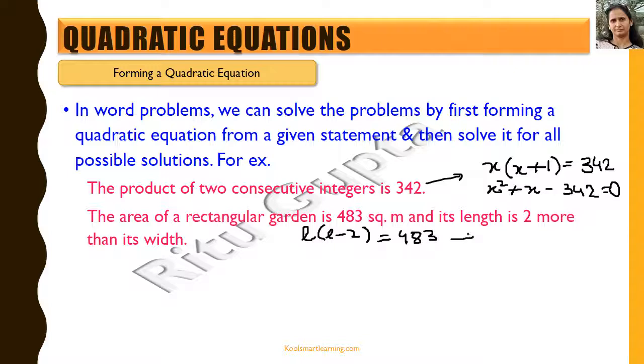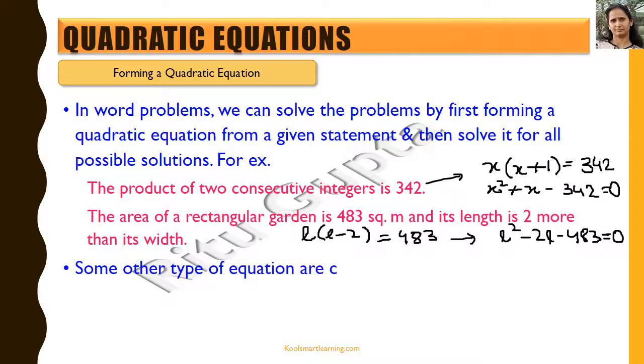So this becomes a quadratic equation, L square minus 2L minus 483 equal to 0. So this is how we form a quadratic equation in case of word problems. Some other type of equations can also be converted to quadratic equation.